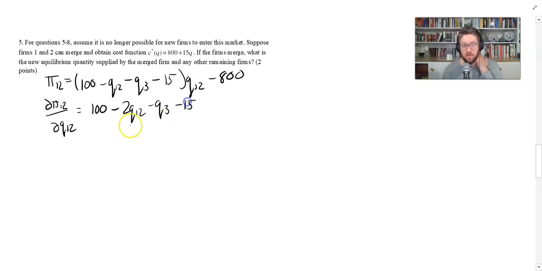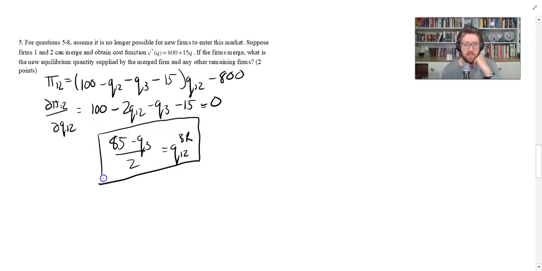This is what the derivative of this first term is. The second term has a derivative equal to 0. Set that equal to 0. We now have 85 minus Q3 divided by 2 is equal to the best response. All right. So if you work through that step by step, you should be able to get to this state.